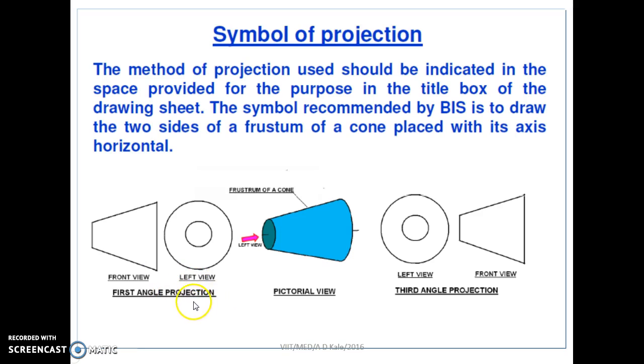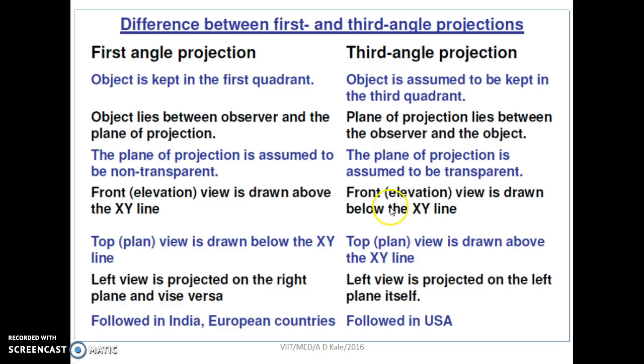This is the first angle method of projection. Whereas in case of third angle projection, the front view will remain the same, but the left view will be seen at the left side of the front view. This is the comparison or difference between the first and third angle projection. In third angle projection, the object is assumed in the third quadrant, and for the rest you can refer to the book to understand more details about first angle and third angle projection.